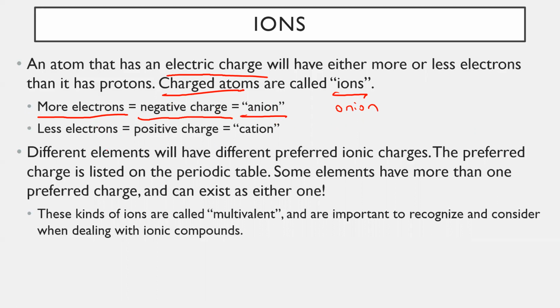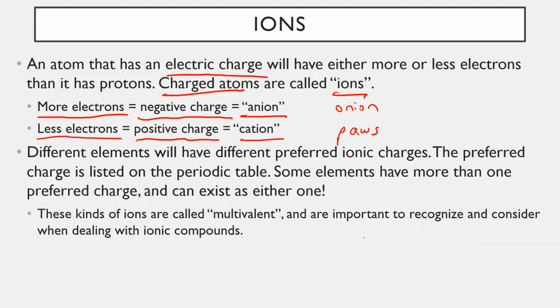So anion, negative. Less electrons, however, so if it gave away some of its electrons, that means it's going to have a positive charge. And a positive charge is called a cation. And I always thought of that because positive kind of sounds like paws, and cats have paws, right?